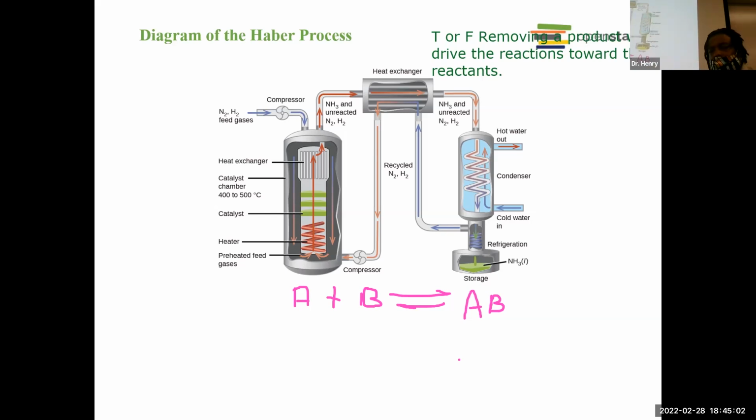But as soon as I disrupt it by removing one of them or another, it's going to shift the reaction and change it, and then it's going to try to get back to equilibrium. So if you're removing this, it's going to go this way. If I'm removing the other side, it's going to go the other way. If I put in more of that side, it's going to drive it towards the product. If I put in more of this side, it's going to drive it towards the reactant. Okay.